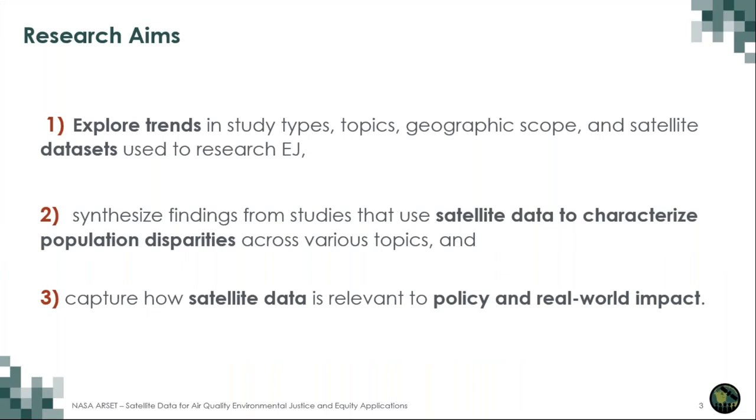We aim to first explore trends in study types, topics, geographic scope, and satellite data sets used to research environmental justice. Second, to synthesize findings from studies using satellite data to characterize population disparities across different environmental topics. And third, to capture how satellite data is relevant to policy and real-world impact.